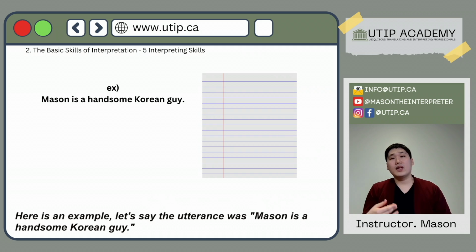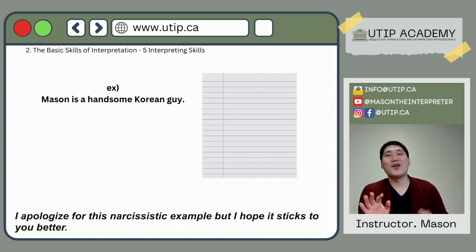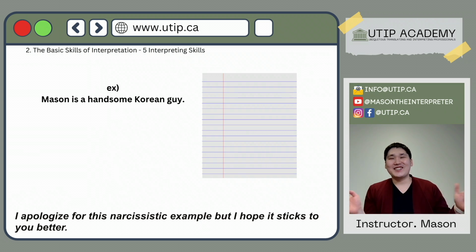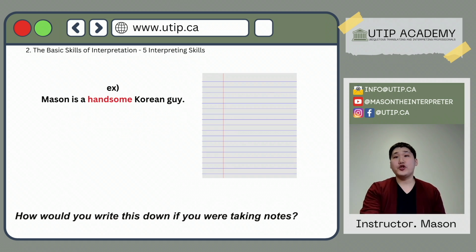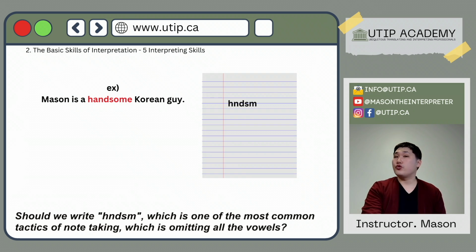Here's an example. Let's say the utterance was "Mason is a handsome Korean guy." I apologize for this narcissistic example, but I hope it sticks to you better. Anyway, I would like to think about taking notes for this utterance. More specifically, the word handsome. How would you write this down if you were taking notes? Should we write HNDSM, which is one of the most common tactics of note taking, which is omitting all the vowels?